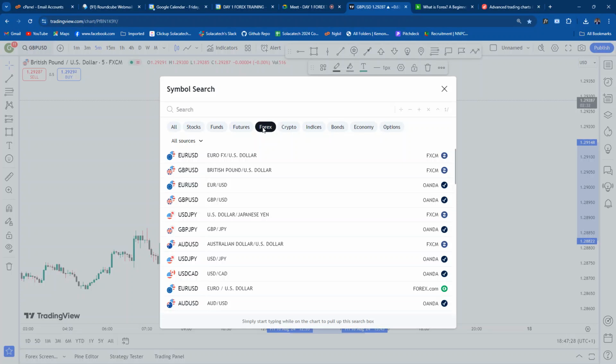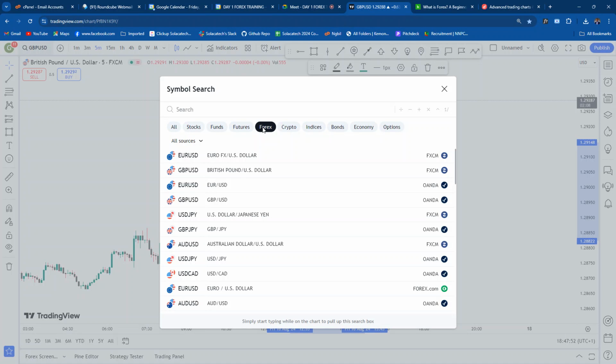So let's look at the types of currency pairs we have. You can write it down. We have three types of currency pairs. We have major currency pairs, we have minor currency pairs, and we have exotic currency pairs. So I'll explain each of them.